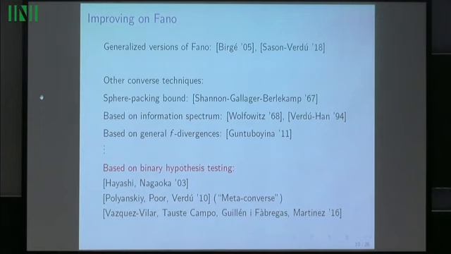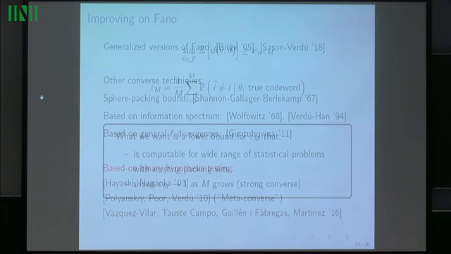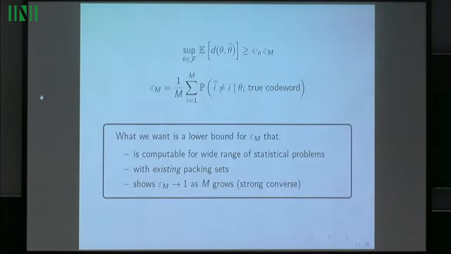Okay, but the meta-converse in general is not computable. So what we want is actually a lower bound for our statistical estimation problem, and we want a bound that's computable for a wide range of problems for which Fano has been used, and even for those for which Fano potentially cannot be used. So we want to use existing packing sets, and we want a bound that we can easily replace Fano with, and that gives us a strong converse. In other words, it gives you epsilon m tending to 1 as m grows, which basically tells you for large n, this is the best possible lower bound you can get with that packing set.